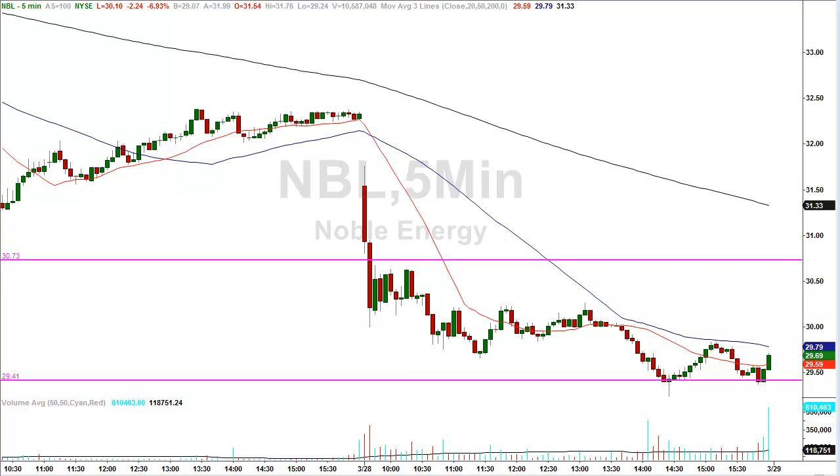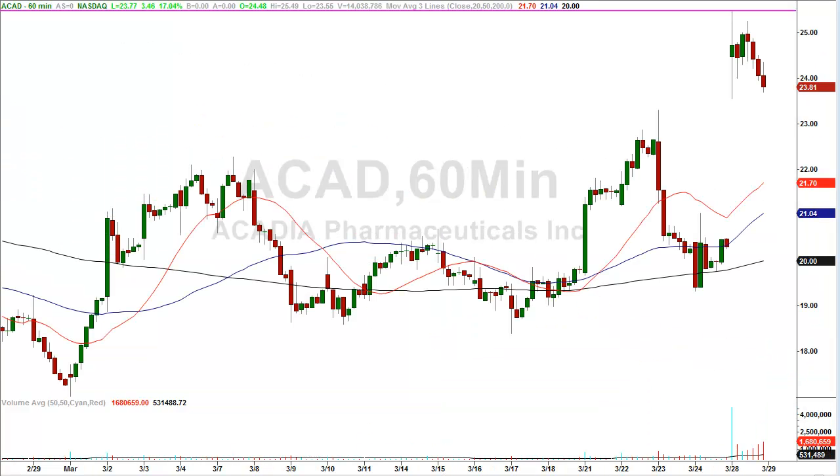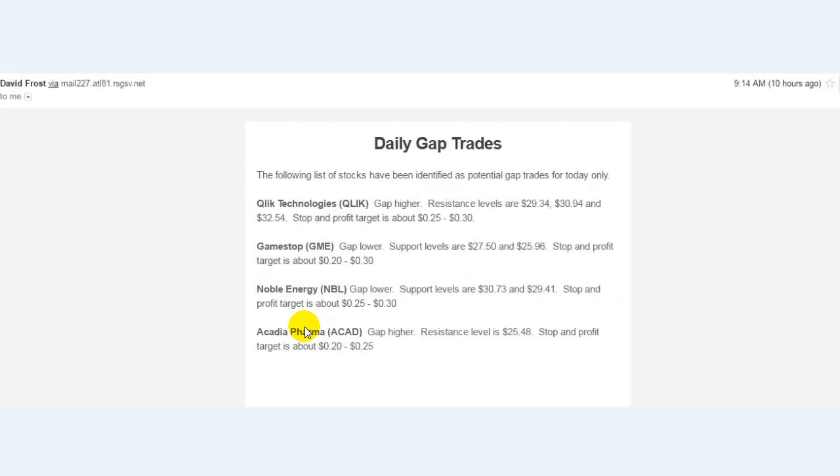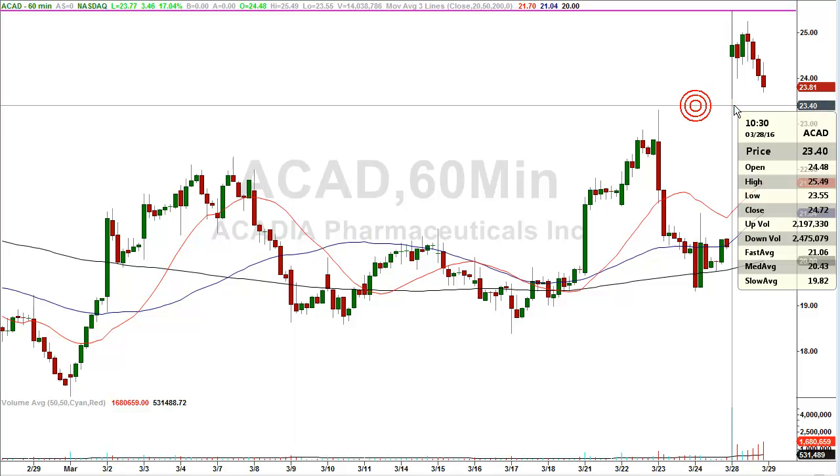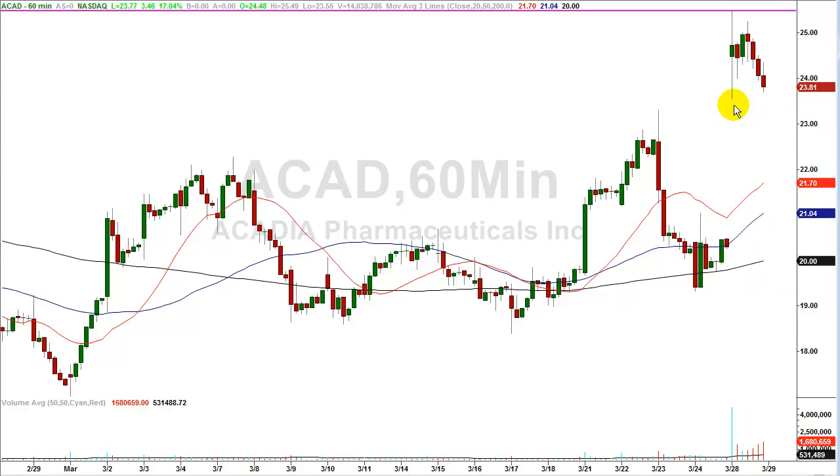Let's take a look at the last trade of the day, which was ACAD, was the ticker symbol. Now, just to give you a different flavor, we're taking a look at a 60-minute chart of Acadia Pharmaceuticals. And if you go back to the email, the bottom one here, you can see resistance level is $25.48. The high of the day was $25.49, and that occurred in the first hour of the day.